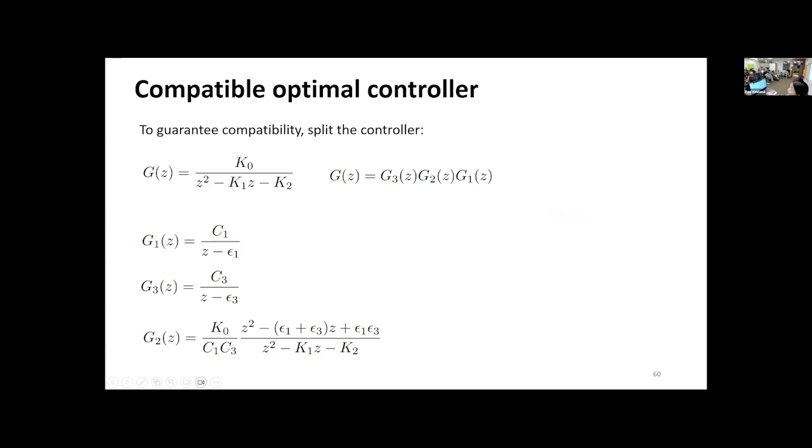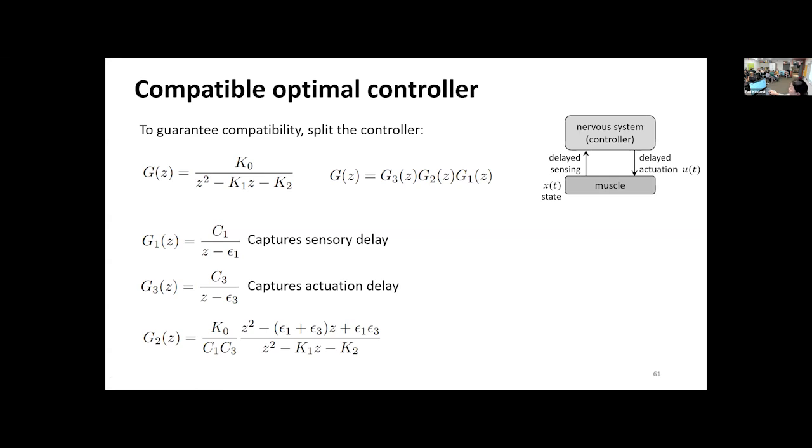Okay. Now, if you choose these 2 to be like that, then you're left with G2 to be equal to this second order thing, so that everything multiplied together gives you the original controller. Now, the K0, K1, and K2, those were given to you by the LQR program, by the optimal control program. You can't change them, you have to keep them there, so you keep having the optimal behavior. These are just things you can do inside of the controller. Okay, so you split this, and then G1, that 1 unit of delay is going to be the 1 unit of sensory delay, and then G3, the 1 unit is going to be the 1 unit of actuation delay.